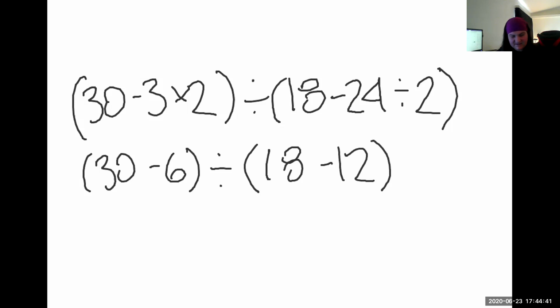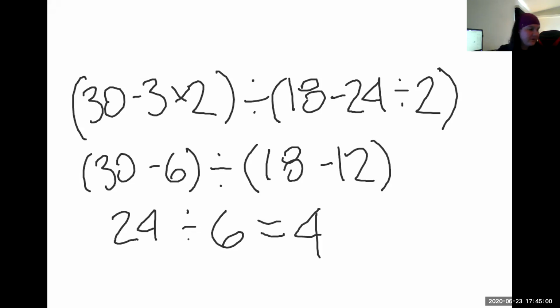30 minus 6 is 24 divided by 18 minus 12 is 6. I had to double check that on my calculator. So 24 divided by 6 equals 4. Let me double check, make sure I did that right. Okay, yep.